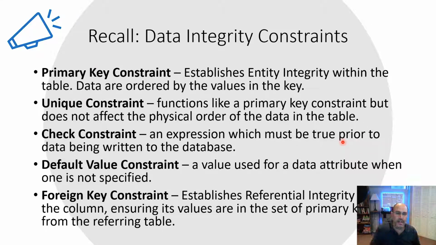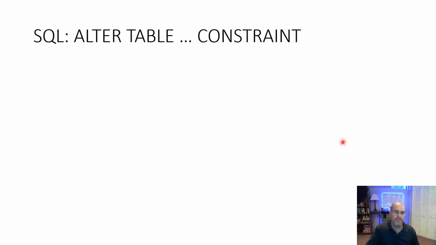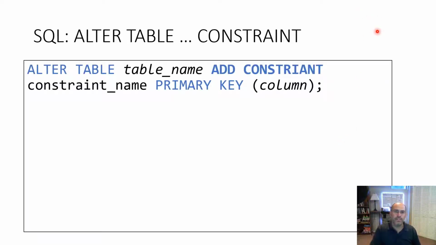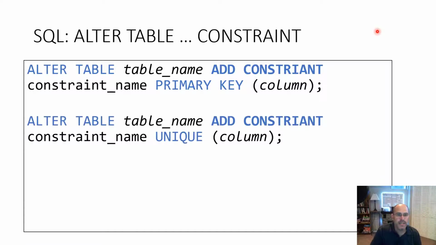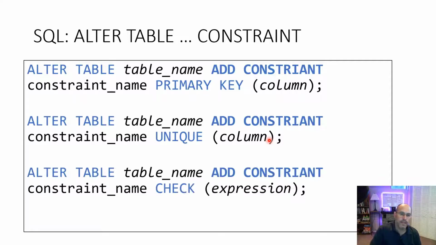So let's take a look at how you add these constraints with alter table. So here's alter table, add a primary key constraint. Here's alter table adding a unique constraint, and you put the column or columns here. If there was 2, you just separate them by a comma. Here's how you alter table and add a check constraint. You know, it's all the same. Alter table, add constraint, name of constraint, and then primary key, unique, or check.